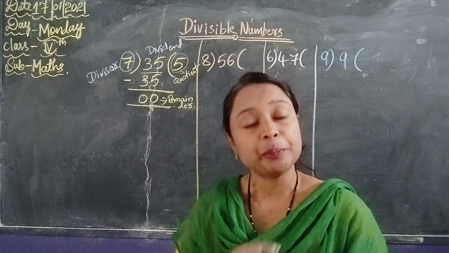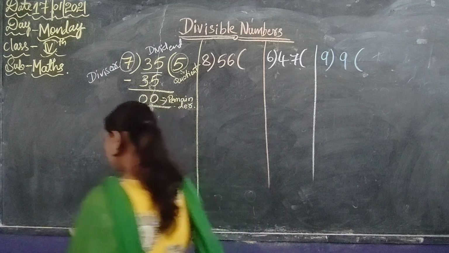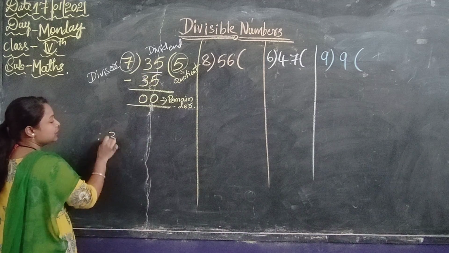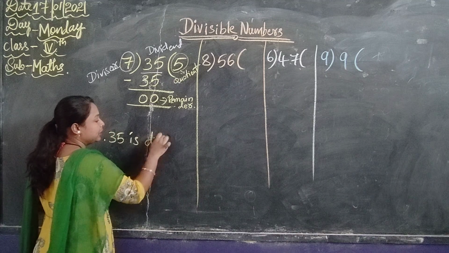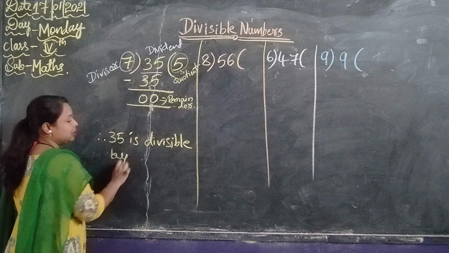0 bandre complete poornavagi bhaga hogutte anta. So therefore here we can write: 35 is divisible by 7.